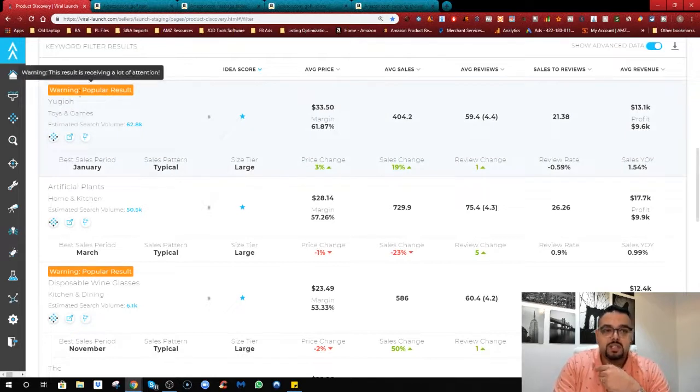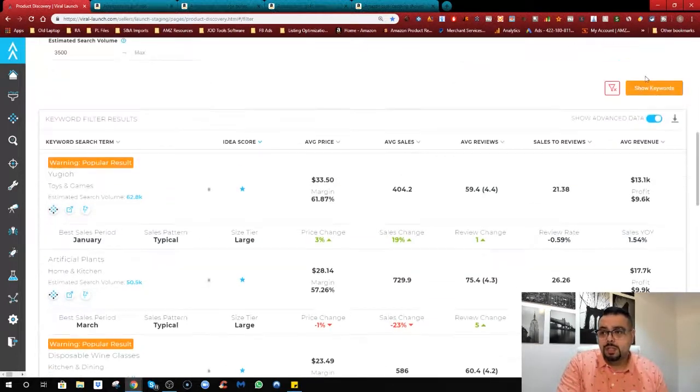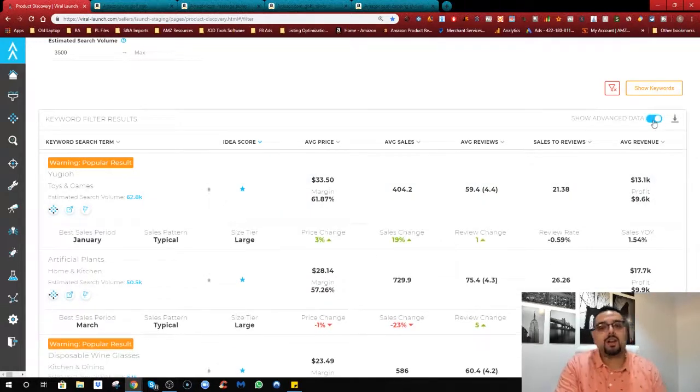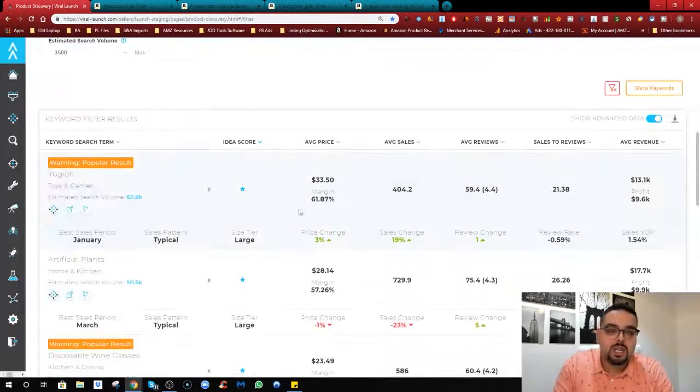If you see this warning, I will keep away from it. Viral Launch is very smart. Their algorithm is basically telling you, hey, there are a lot of people searching for the same product. They're pinning this product in their pocket or their pinned items. So make sure you don't do it. It's a very popular result. Now, usually if you don't have show advanced data on, it's going to come like that. So if you don't see the other data that I want you to look at, just go ahead and use show advanced data. And I want even more details on the advanced filters from the previous video.